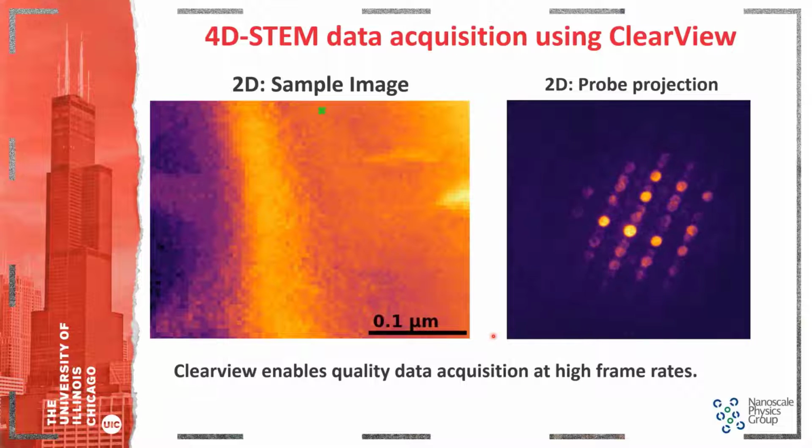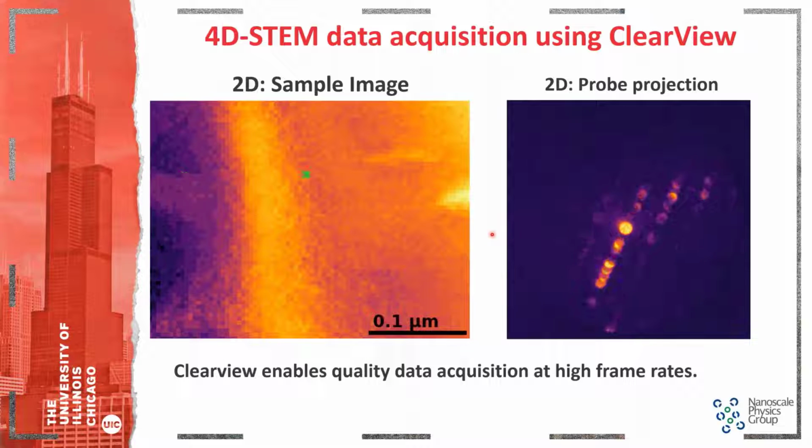This is just an example of a typical kind of data that we can get from using the ClearView camera. On the left, the green marker shows the position of the beam as it's rastering through the sample plane, and on the right we have an unprocessed diffraction pattern. We can clearly see that even at such high frame rates, we get very good signal to noise ratio, and it enables us to accurately map strain without worrying about sample drift.